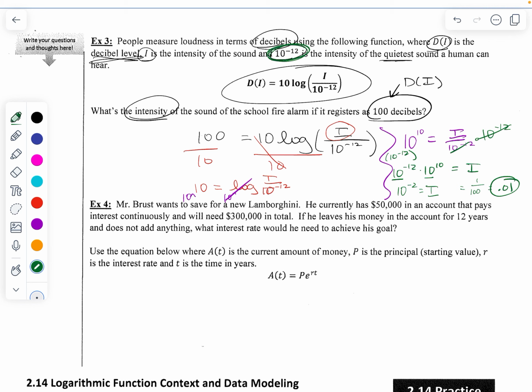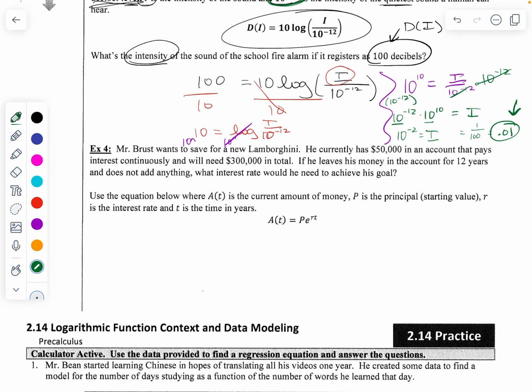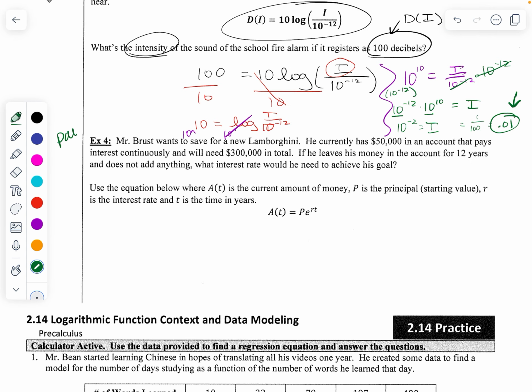Okay, for this last one, example number 4, I want you to pause the video right here. Go ahead and try it on your own, and then come back and check. All right, thanks for pausing and trying it. Let's check your work.